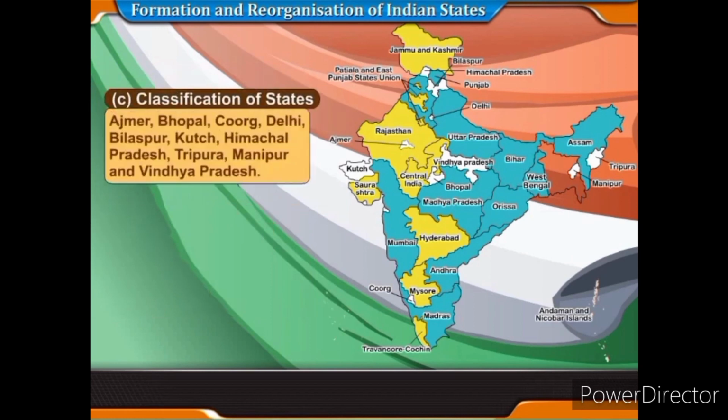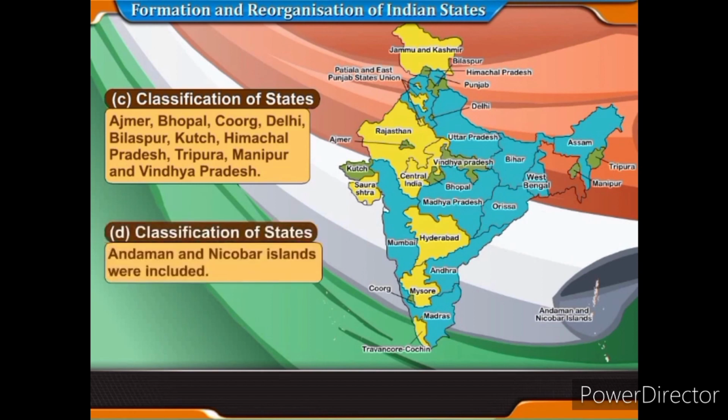C. Classification of states. Class C. Ajmer, Bhopal, Coorg, Delhi, Bilaspur, Kutch, Himachal Pradesh, Tripura, Manipur, and Vindhya Pradesh. D. Classification of states. Class D. Andaman and Nicobar Islands were included.